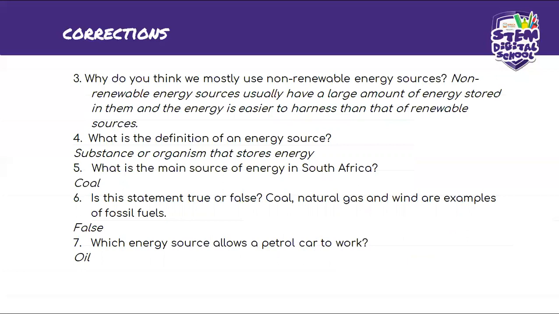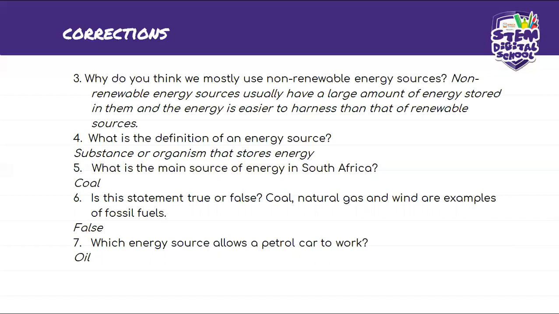What do you think? We mostly use non-renewable energy sources. Non-renewable energy sources usually have a large amount of energy stored in them, and the energy is easier to harness than that of what? Renewable sources. Okay, let's go to question four.